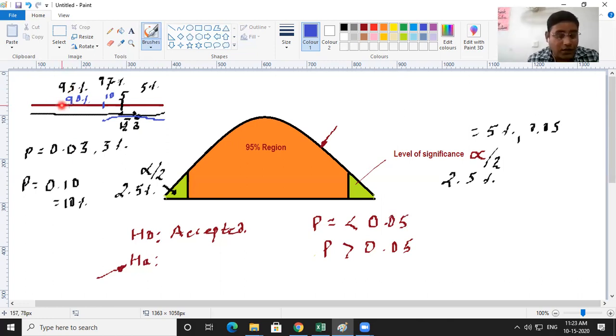In sciences, as I already told you, the set parameter is 95%. You have to be at least 95% confident to reject the null hypothesis. But in this case, we are only 90% confident. It means we do not have strong evidence to reject our null hypothesis. In that case, our null hypothesis will be accepted.